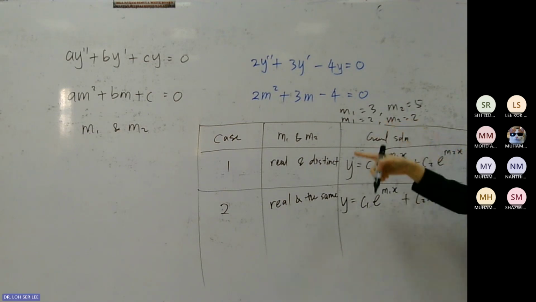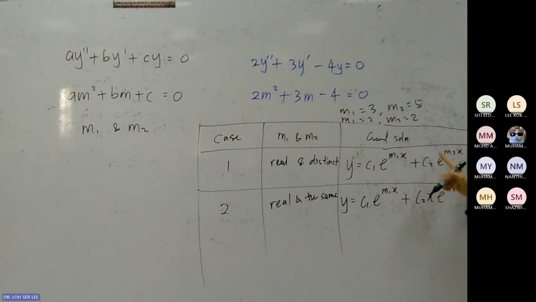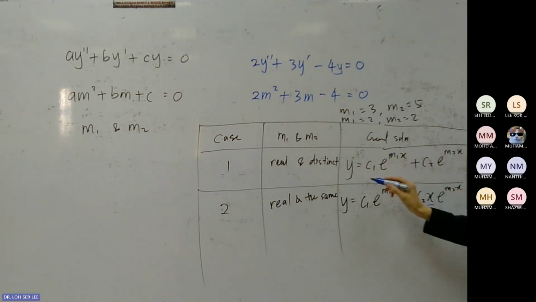Case two is actually similar to case one, where you need to substitute the M1 and M2 into the exponential function. But because this is the same value, in the second term you need to insert an extra x. Why do we need an extra x? Remember this, your y1 and y2 come from here. This is a general solution. So this is your y1. This is your y2.